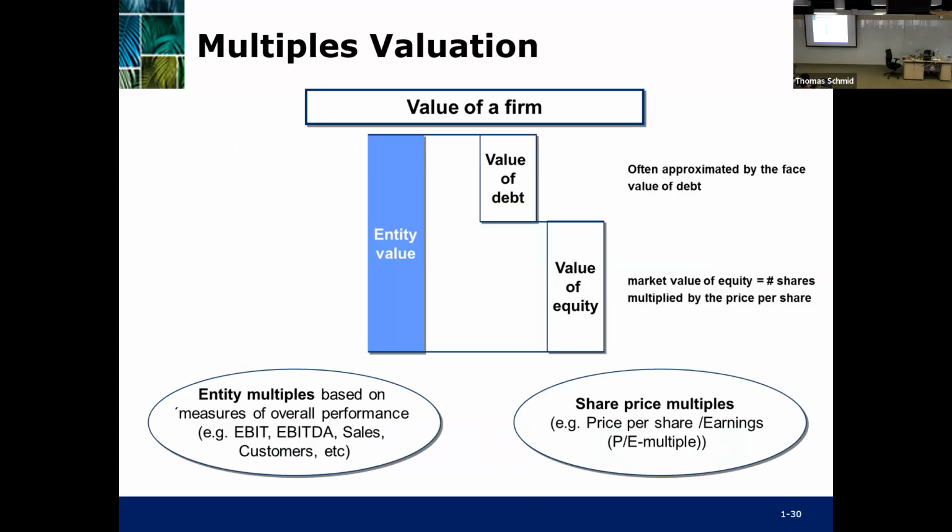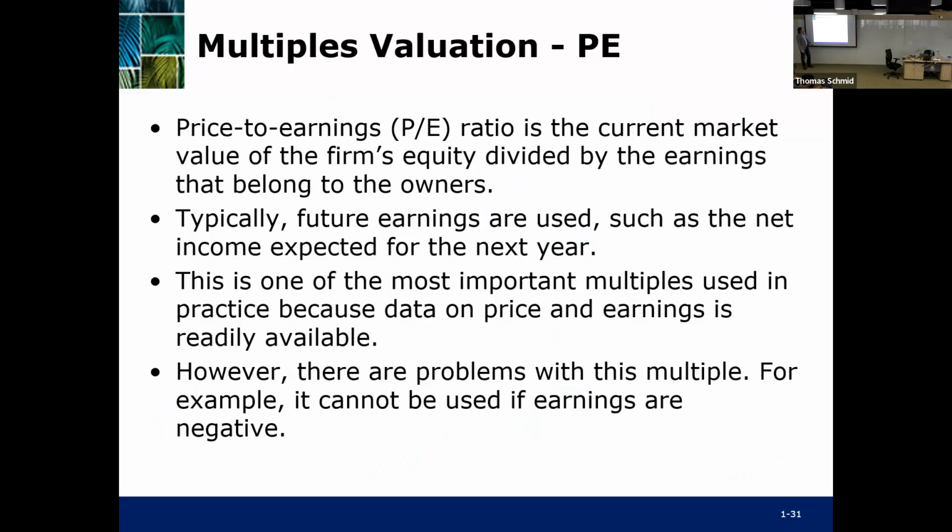The value of the firm again is entity value and equity value. There are different multiples, hundreds of multiples, and whether you end up with the entity value or the equity value depends on which multiple you use. So there are entity multiples and there are equity multiples. At the end, again, it's not really that relevant because entity value minus debt is always equity value. Okay, and here the value of debt is often approximated by the face or the book value of debt.